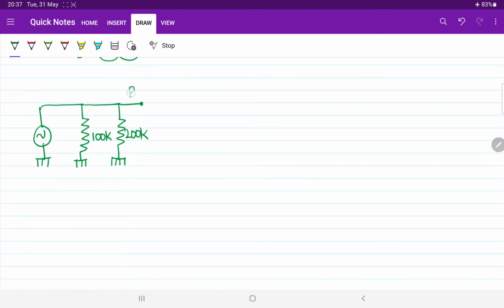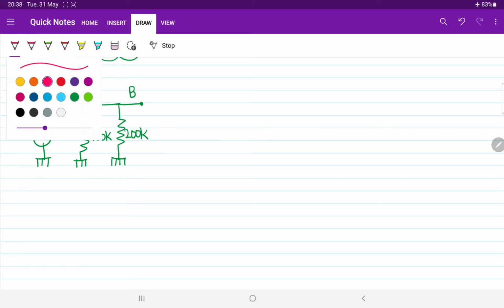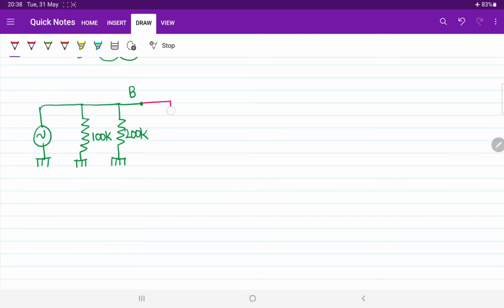Anyway, we are in the base terminal. From the base terminal, now you can draw the equivalent circuit of the transistor. Again I am taking the RE model. RE model means beta times of RE. Then here we have to connect one current source. That value is beta times of IB. Of course that is equal to the collector current IC.